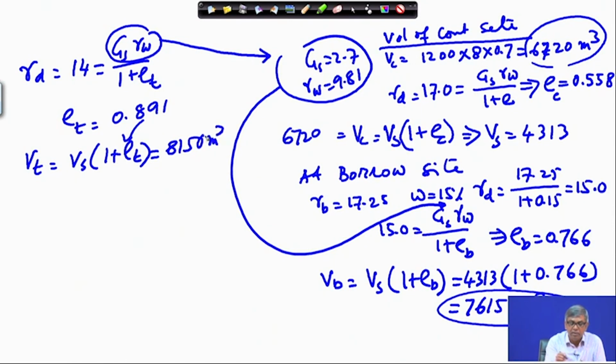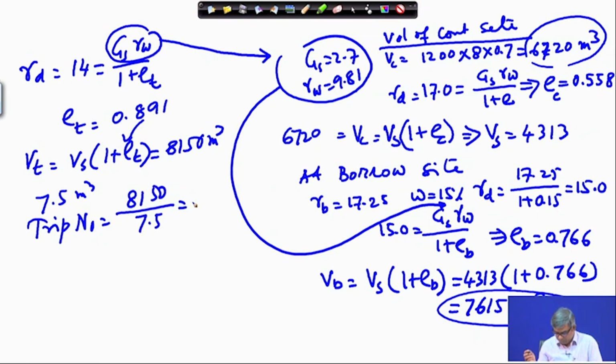8150 meter cube, and each truck volume is 7.5. So how many trips required? Trip number will be equal to 8150 divided by 7.5. This gives you 1088 trips. Now, third part I have to find out, that is, first and second are over.